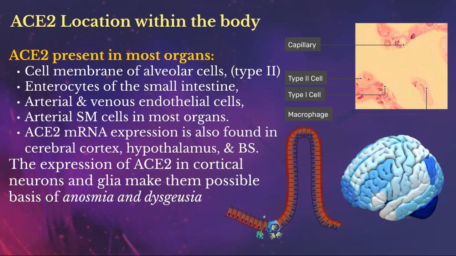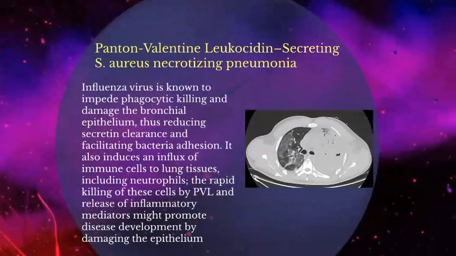The angiotensin converting enzyme 2 messenger RNA is expressed in cortical neurons and ganglia. This causes the symptoms anosmia and dysgeusia, where the patient loses smell and taste, because the virus is found on the neurons and ganglia in the cerebral cortex, so the patient cannot smell and loses taste after catching the infection.